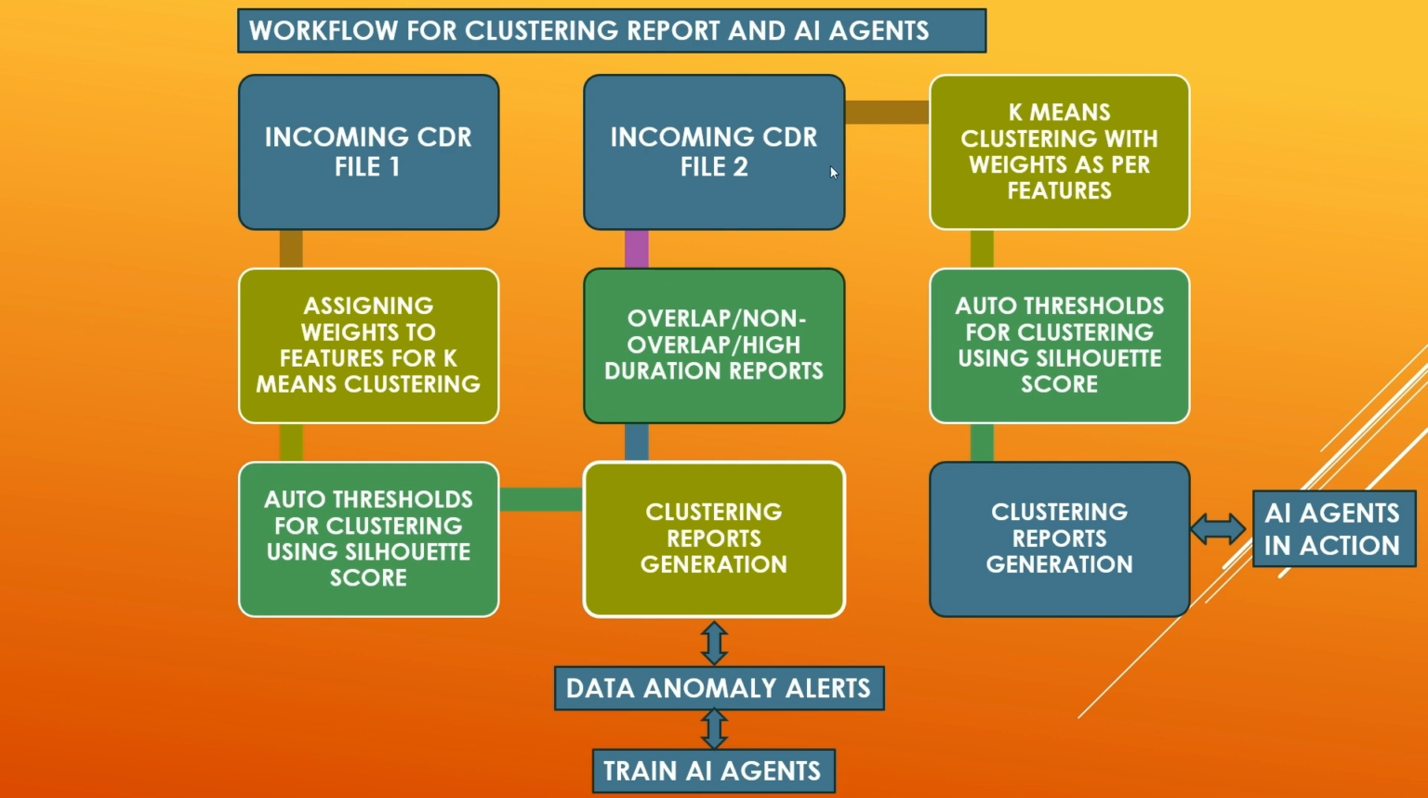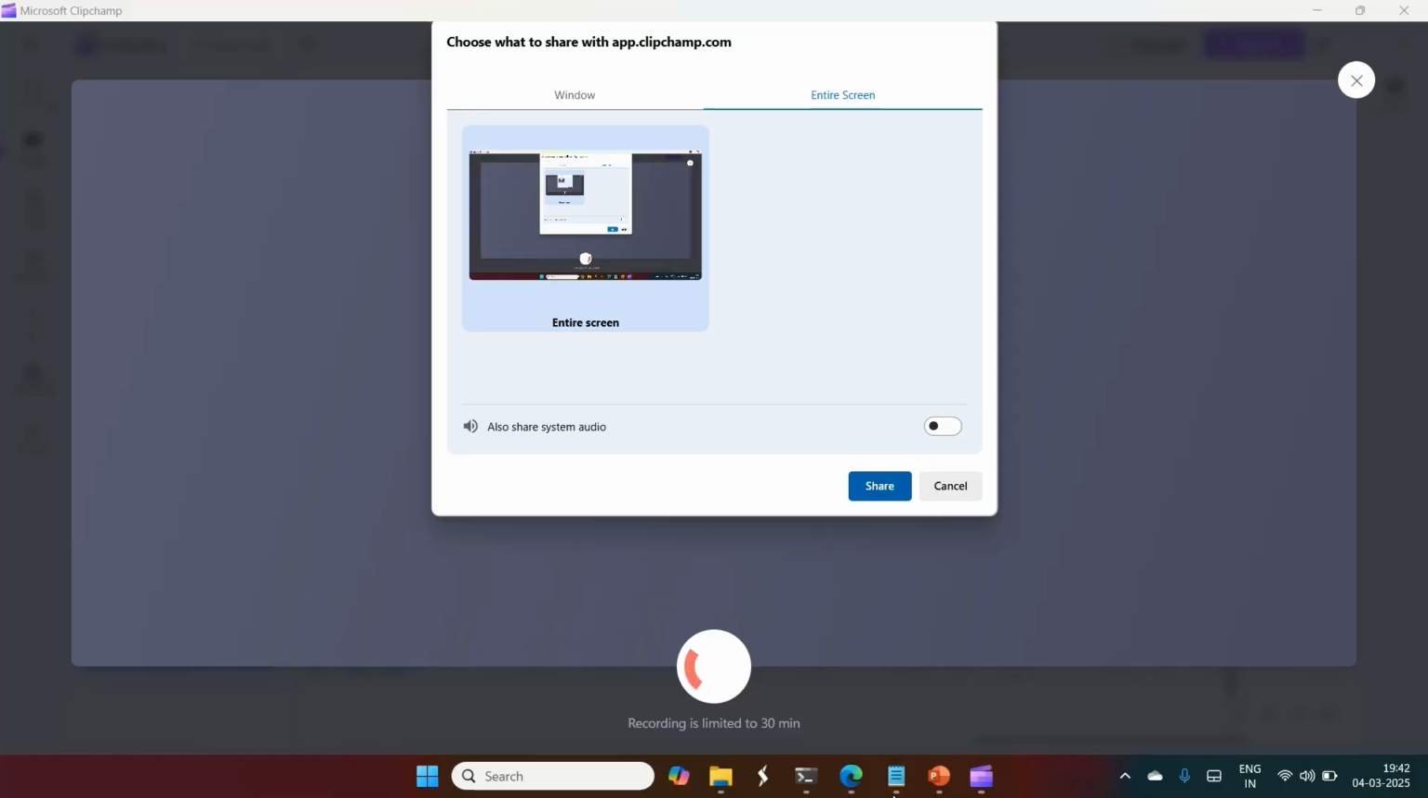So let's go ahead. Then what happens? Then I have given the scenarios. Then the second file will come, I mean the incoming record file. Then again the same k-means clustering will be given weights, and the auto threshold will be given by the silhouette score to generate how many clusters, and then the clustering report will be generated. But this time, if the scenario is breached again, it means that it is a suspicious scenario. So the AI agent will take action, because we have trained AI agents on particular extreme scenarios, which are called data anomalies. So AI agents will be in action.